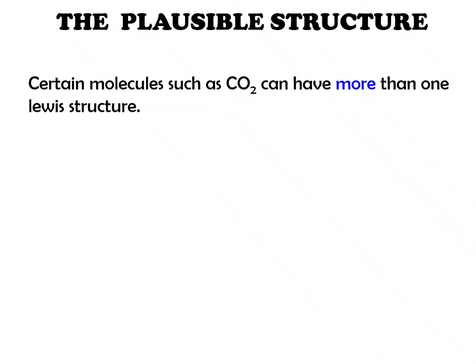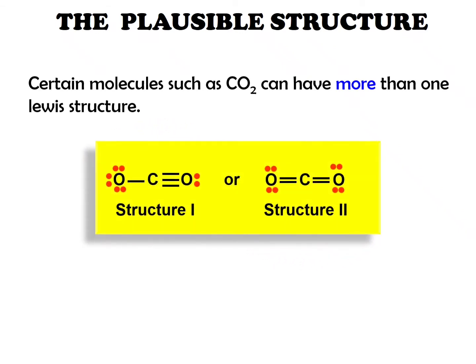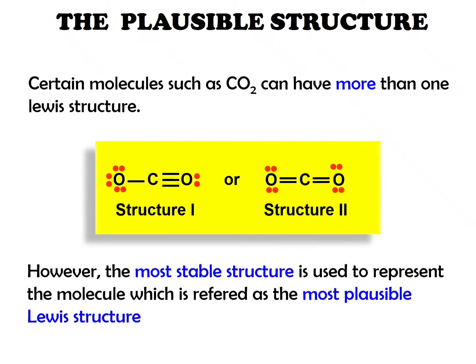Okay class, the plausible structure. Plausible maksudnya paling tepat. So as we know that just now, carbon dioxide has more than one Lewis structure, which is this one. I already showed you just now. But which one of these structures is the most stable structure? Antara structure 1 dengan structure 2, yang manakah yang most stable structure?